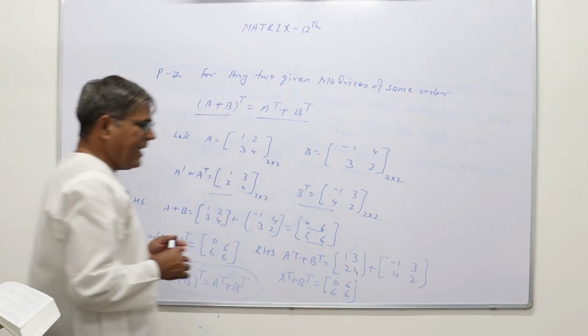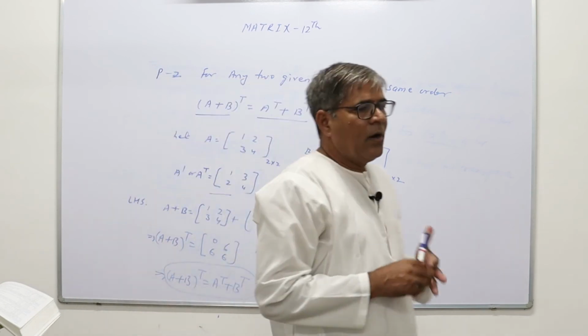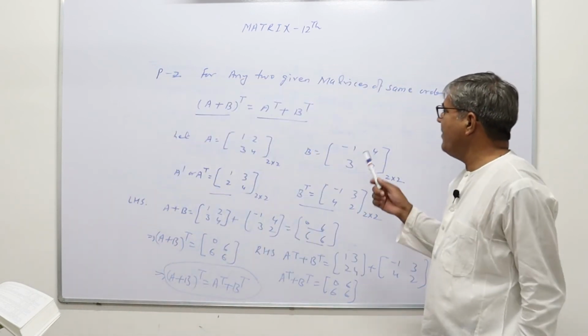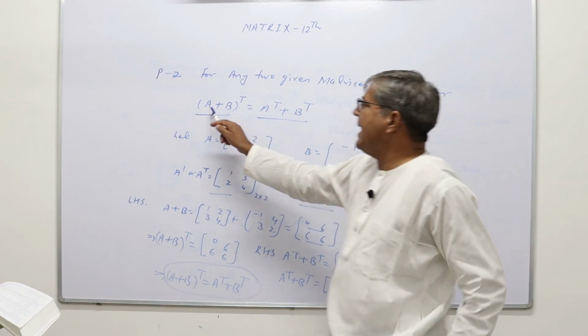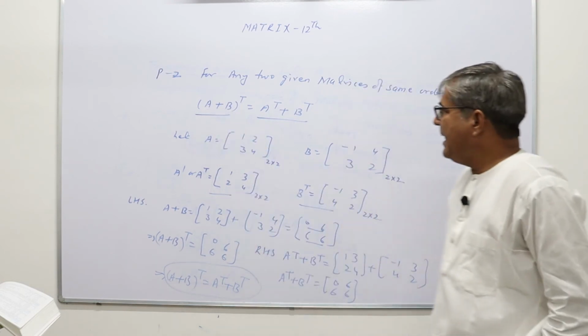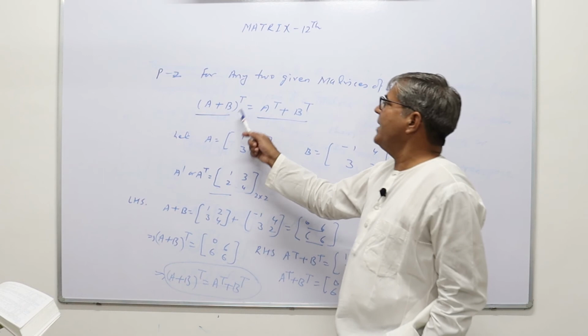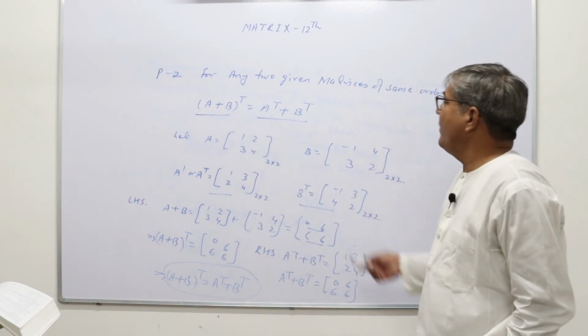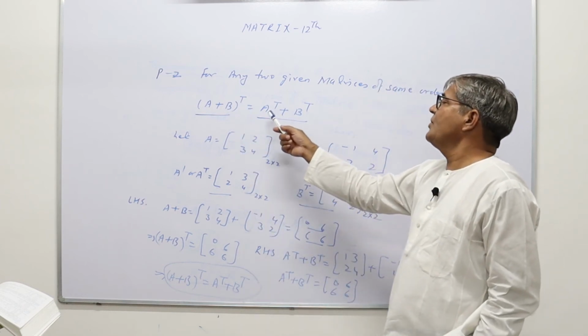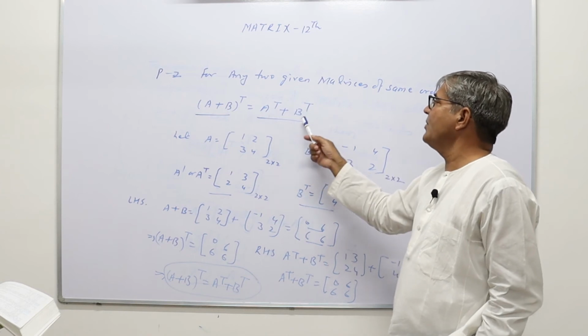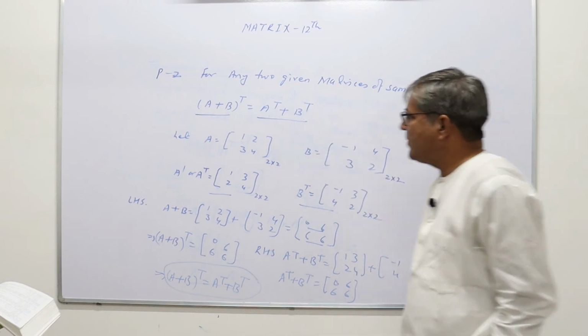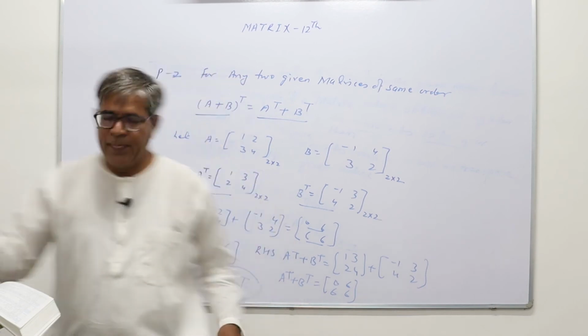So in this way, when we are given two matrices of the same order, let one matrix be A and another be B, and if we have to find (A plus B) whole transpose, then it will be equal to the individual transpose of A plus the individual transpose of B. So this was your second property.